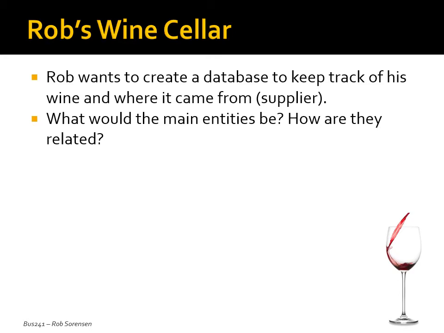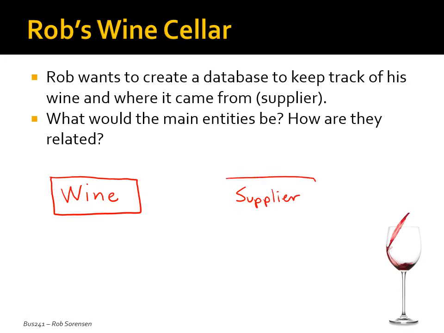Okay, well, we're back. Let's have a look. I want to keep track of my wine. So I suppose I'm going to have a wine entity. I'll draw a box around that. So when we draw an entity, we put the name in the middle and we put a rectangle around it. Okay. I also have a supplier where the wine came from. And I think that's the only two, isn't it? I'm going to keep track of my wine and where it came from. So this is a very simple database, but that's okay for an example.